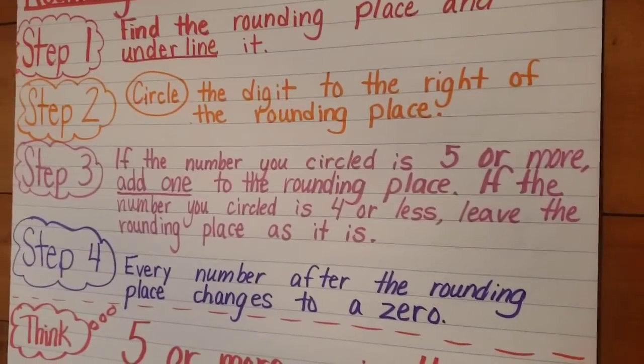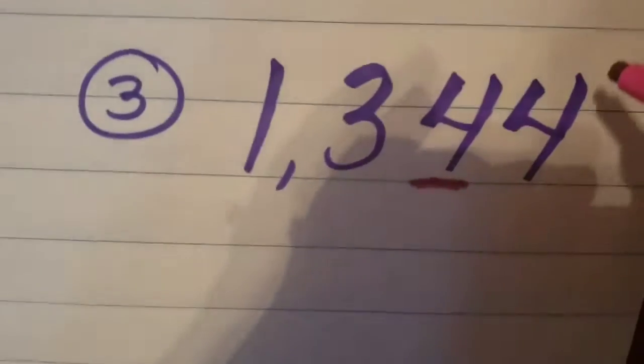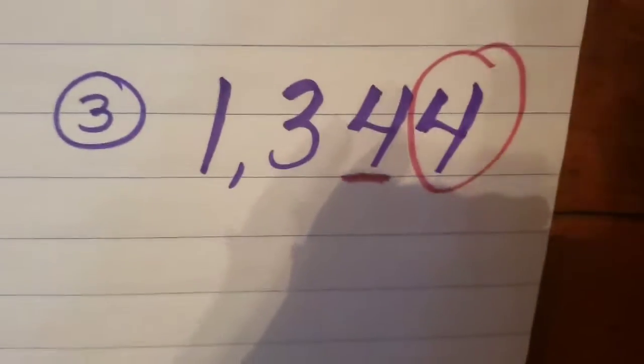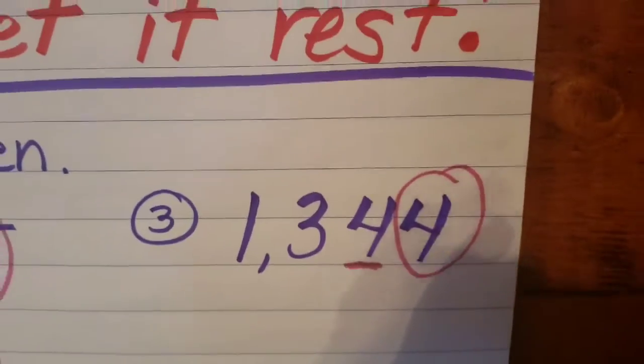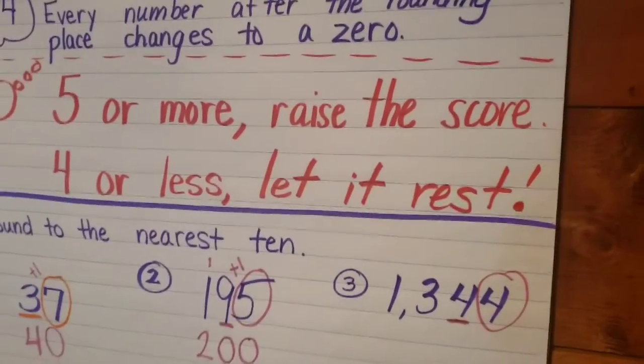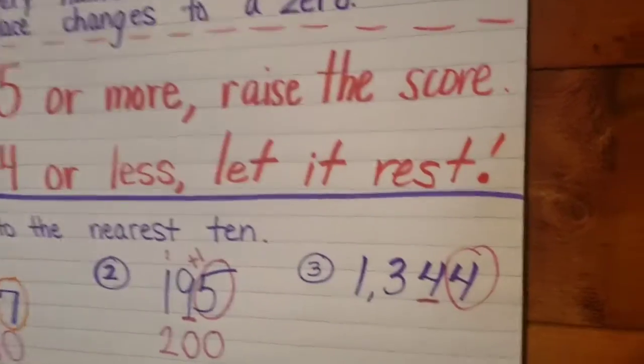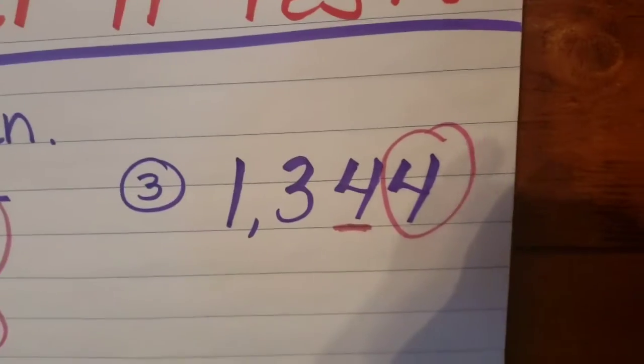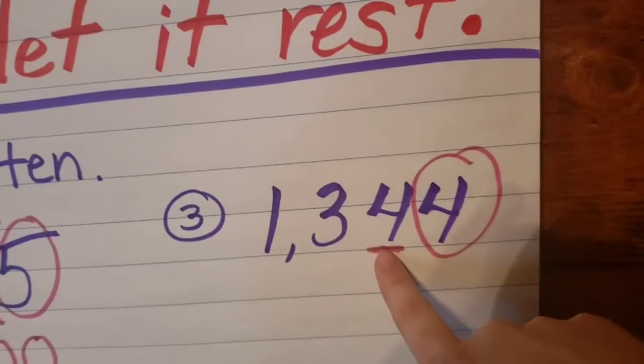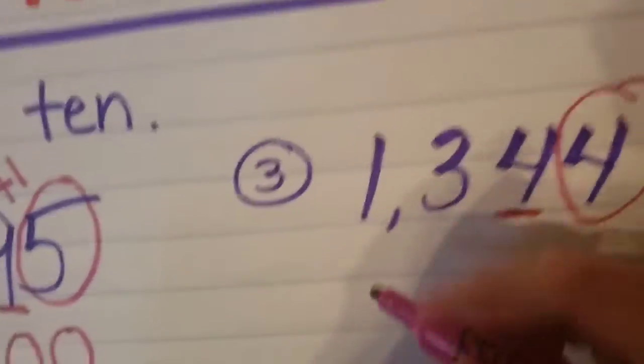Step 2 is to circle the digit to the right. So I'm going to circle the digit. And now I have to think about that rule. 5 or more, raise the score. 4 or less, let it rest. So the number I circled is a 4. So that means I'm going to let the rounding place rest. Everything before it is going to stay the same.